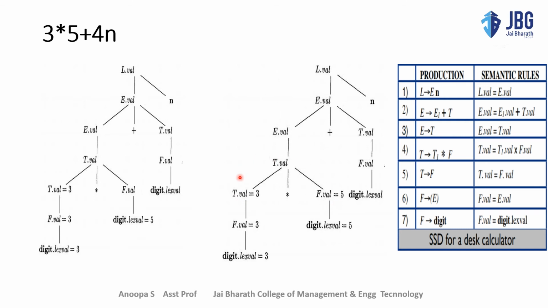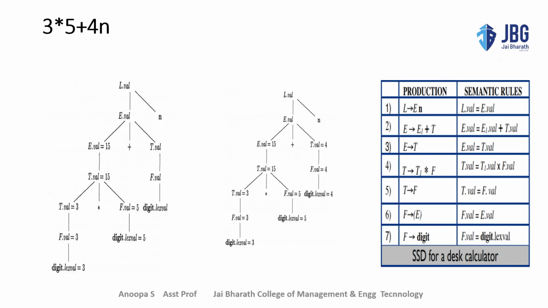So this is a reduction. We can go for reduction, right? So we will go for reduction. Whenever we have a reduction, go for the production and perform the semantic action. The semantic action is 3 into 5. So I will get the semantic action T dot val equal to 15. So I got it.